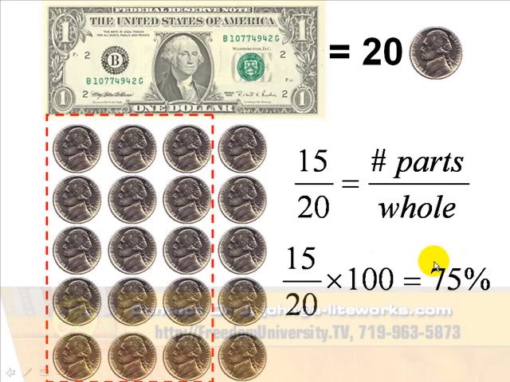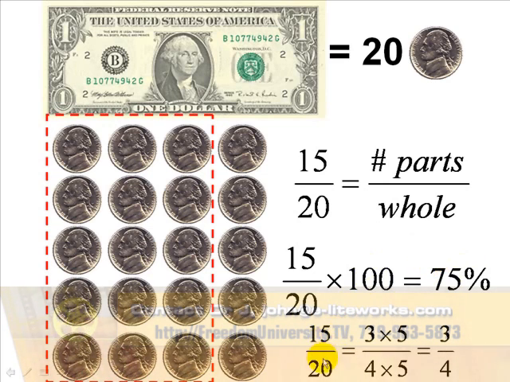As a side note of equivalent fractions, we can represent 15/20 as follows. The numerator will be 3 times 5. The denominator will be 4 times 5. Well, we know 5 divided by 5 is equal to 1. So the equivalent fraction of 15/20 can be simplified to 3/4 as shown here. And 3/4 is 75%.